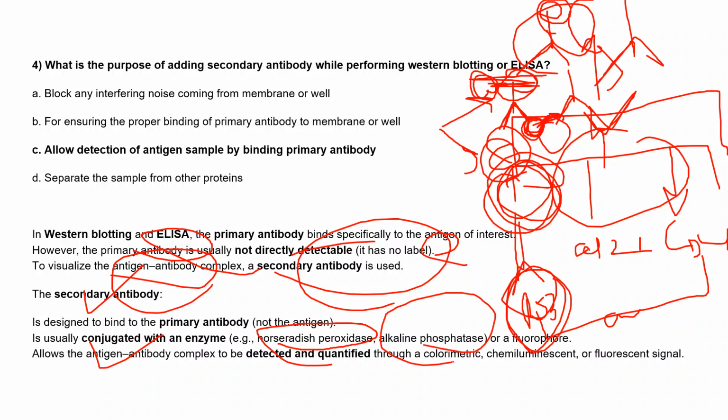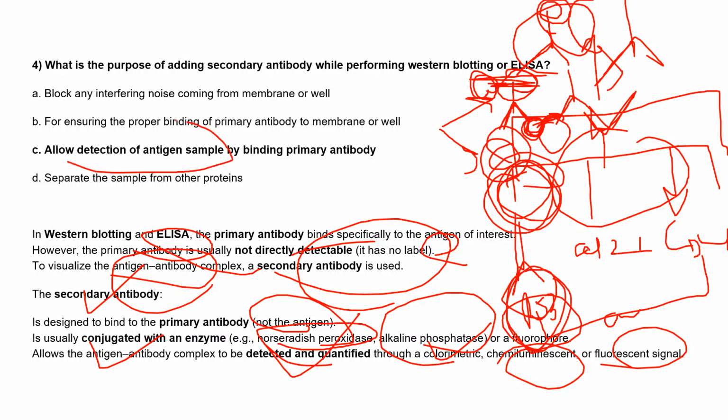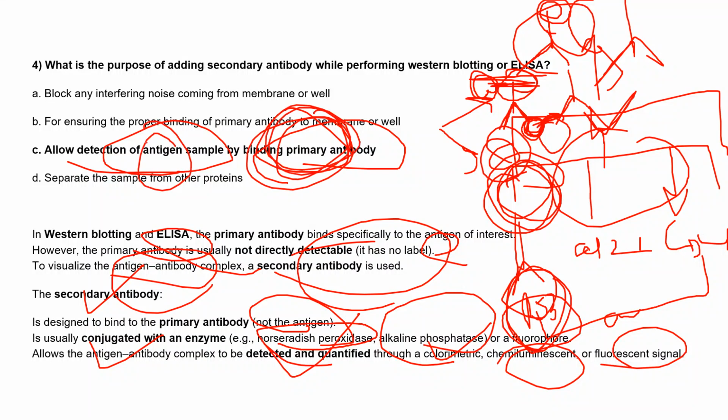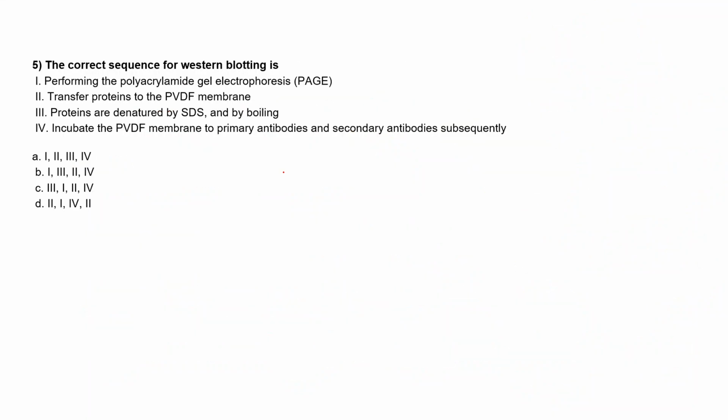And in some secondary antibodies they have attached a fluorophore. So these complexes can be detected and quantified through a colorimetric or chemiluminescent signal in the case of horseradish peroxidase, or a fluorescent signal if the fluorophore is attached. So that's why the right answer is that it allows the detection of the antigen in the sample by binding the primary antibody, because this primary antibody doesn't have any label. So it detects the antigen by binding with the primary antibody. It always binds with the primary antibody.